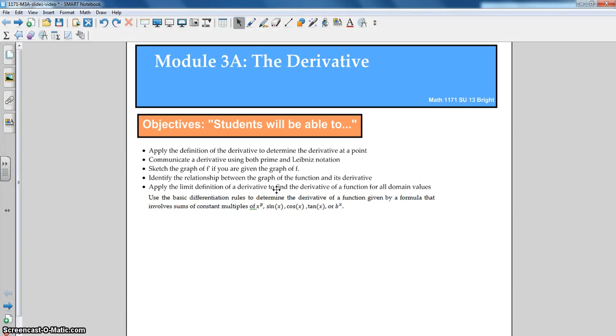Alright, in this video we're going to discuss the derivative, and we've actually seen this back in Module 2, when we were discussing local linearity and rates of change, but now we want to take a more algebraic approach and formalize the mathematics that go along with the derivative. We have a few different objectives that we hope to complete by the end of the module, and I'll let you read those in your own time.